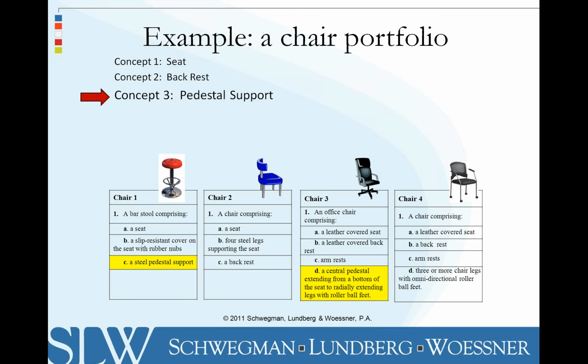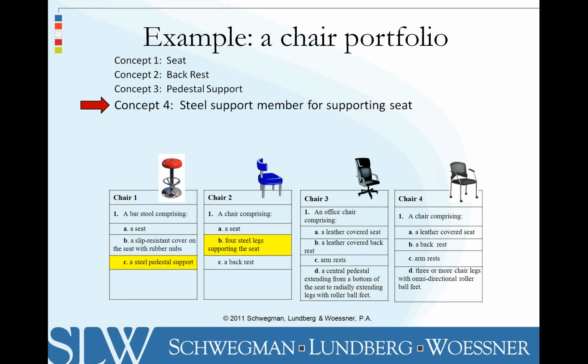And again, this idea of a pedestal support is broader than the actual narrow claim language. The claim language in chair 1 is a steel pedestal support. The chair 3 claim language is a central pedestal extending from the bottom of the seat to radially extending legs with rollerball feet. But the important thing is that we've developed an idea that is encompassed in more than one of these claims, and our web-enabled software then allows us to efficiently go in and create these ideas, figure out which claims are restricted to these ideas, pull out these shared concepts, and then organize the portfolio using these concepts.